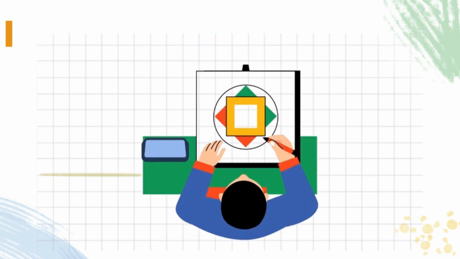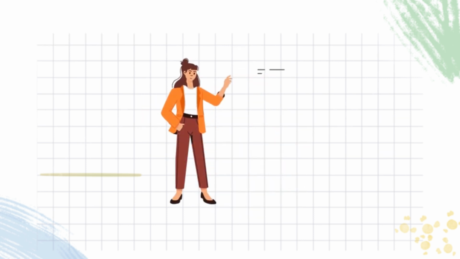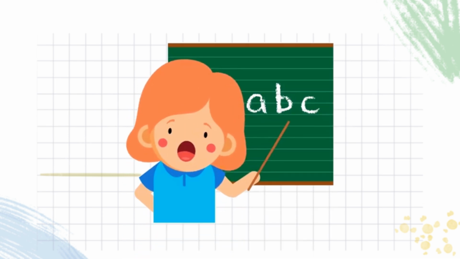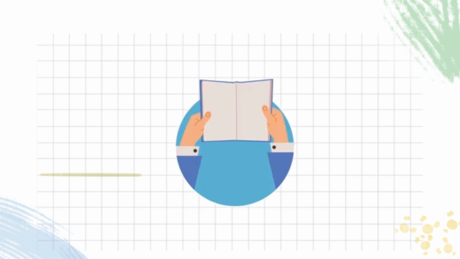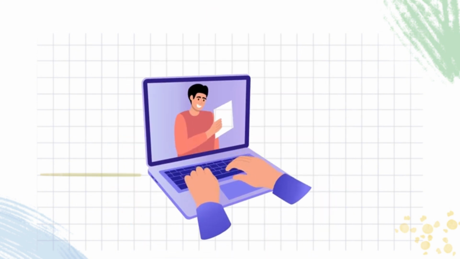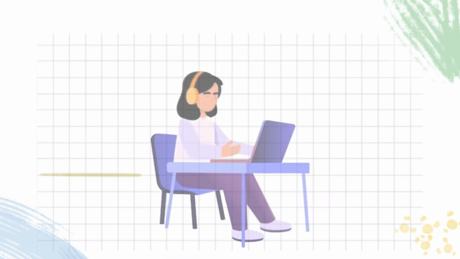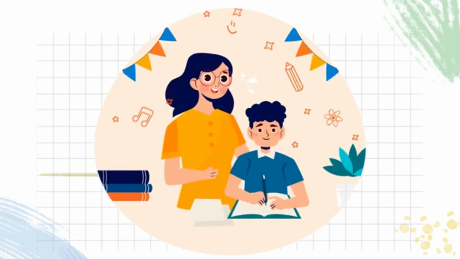Another important step is to review mistakes. A wrong answer is not just something to correct. It is a clue that shows what your child needs to practice next. It also helps to use test-like questions. MAP questions often look different from regular worksheets. Students need to read carefully, compare answer choices, and understand exactly what the question is asking. That is why I recommend focused practice rather than random worksheets.